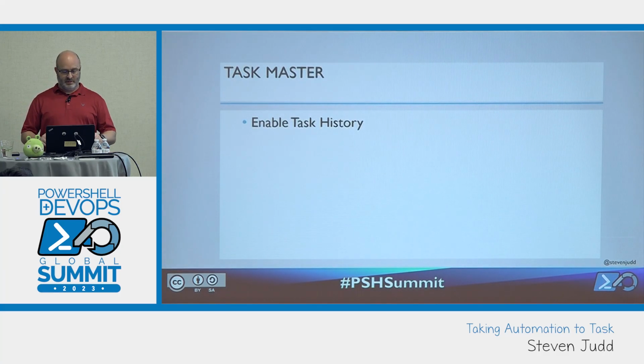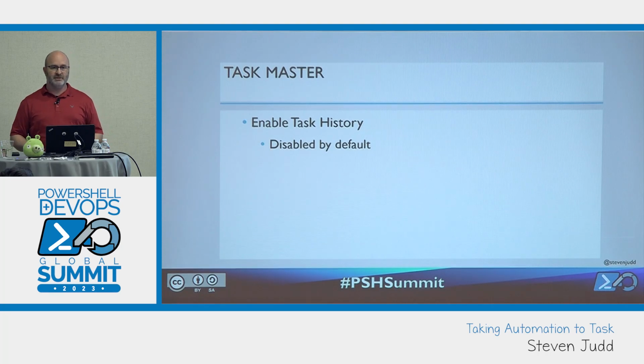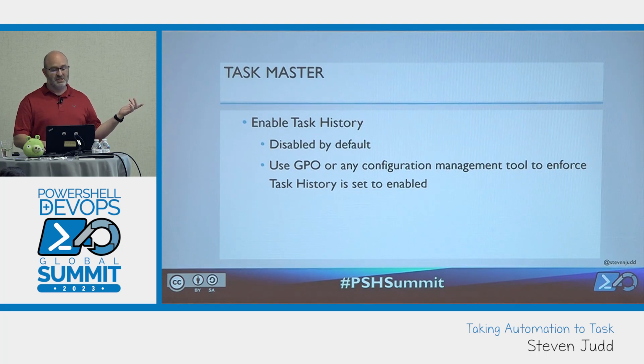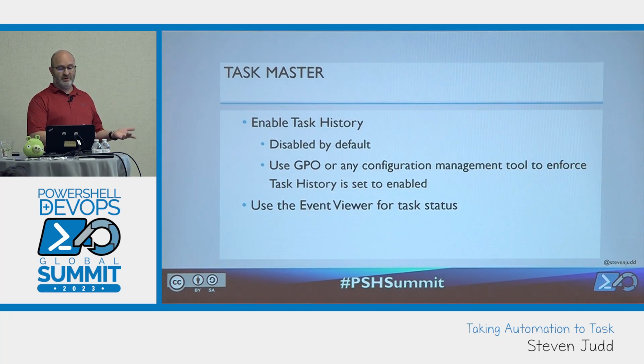So now that we're like a task master, we want to enable the task history, okay? The task history is disabled by default. On a standard Windows machine, server and client, there's no history on any of your tasks unless you've turned it on. Don't know why, that's the deal. So I recommend using GPO or any configuration management tool to enforce that task history is set to be enabled. Then use the event viewer to see the status of your tasks, but you have to have it enabled, okay?